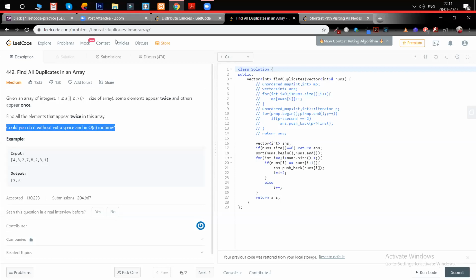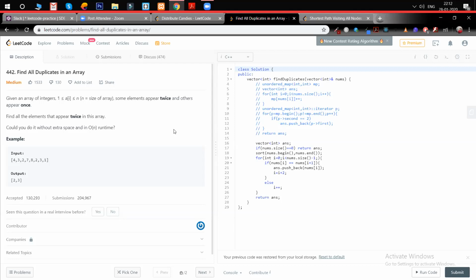Looking at it right off the bat, I think I can do it in n log n, where you just sort it and check adjacent elements. If there is an adjacent element which is the same, then, since it's asking to find all elements that appear twice, add it to a result array. Just append it. But this would of course be n log n. So I tried with an order of n approach.